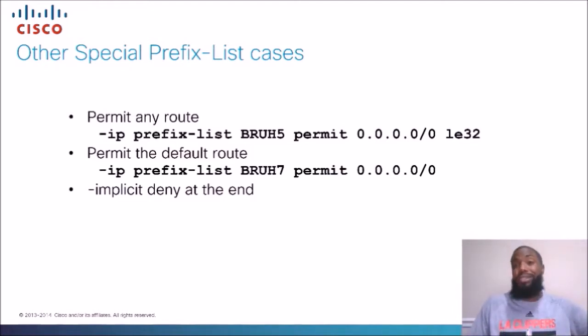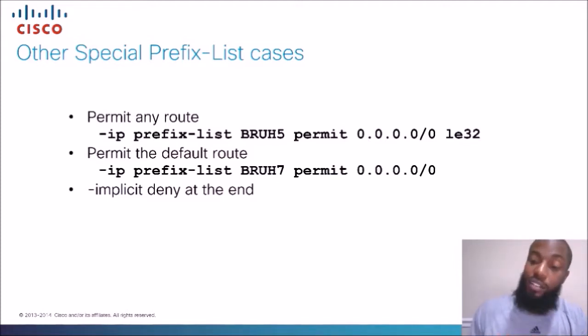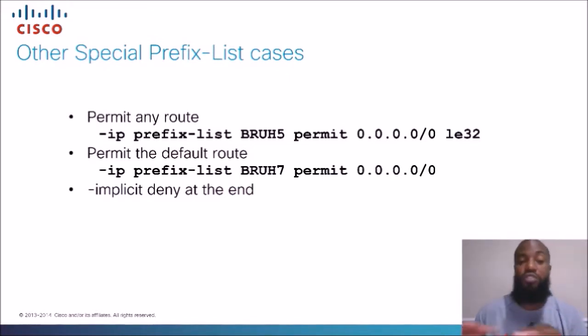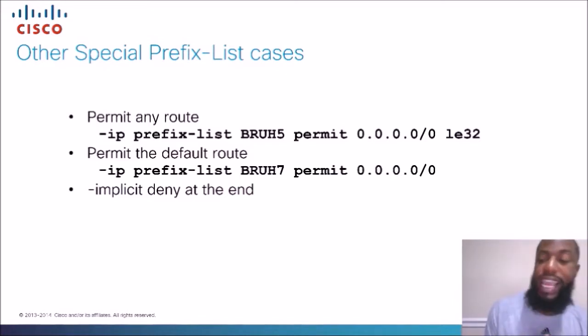Why would you do that? You would just not even make a prefix list. You just leave it blank. But you're kind of filtering in a way. You can permit the default route. This is the second one. You use that syntax: IP prefix list 7, permit, and then quad 0/0, and then you just leave it as is. That's going to permit the default route. We'll cover that too. And remember, there's an implicit deny at the end, just like access lists.